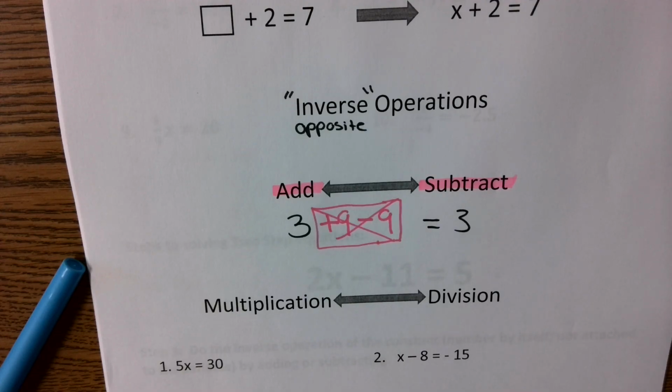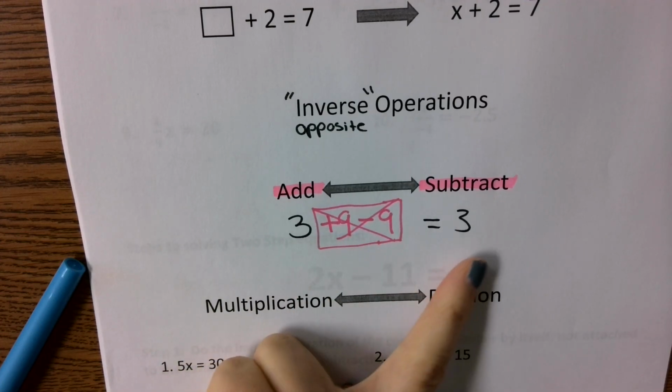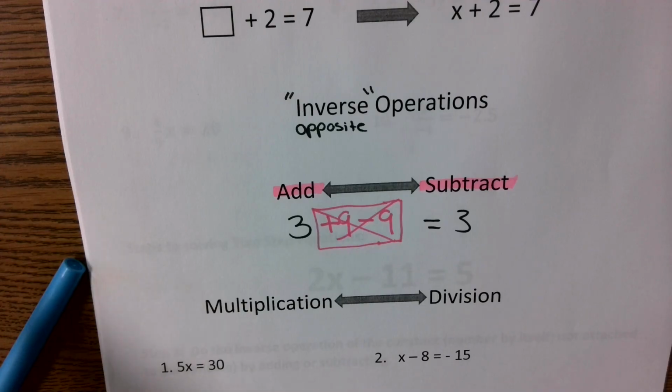Now, please keep in mind that adding 9 and then subtracting a negative 9 is not the same thing. Those are not inverse operations to each other. You must make sure that you maintain the sign of your value before you start doing inverse operations. So if your 9 was initially positive, it's going to remain positive as you are adding or subtracting it to either side. And then, of course, our other inverse operations: multiplication and division.